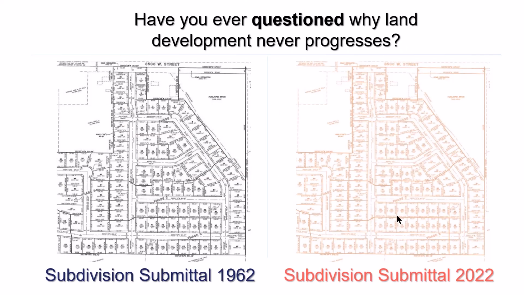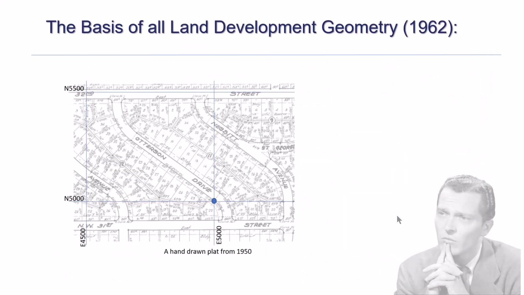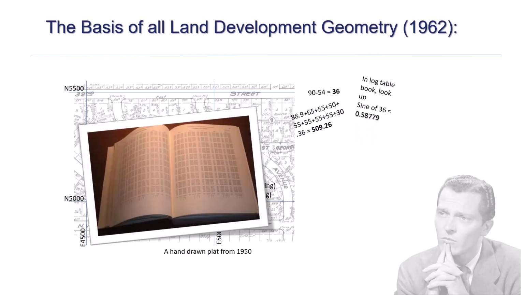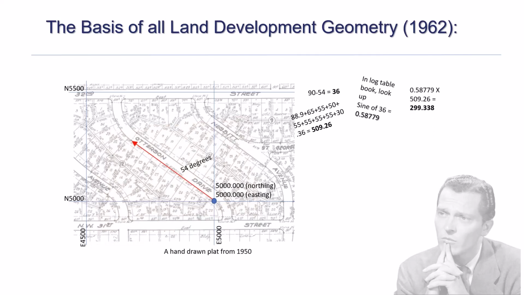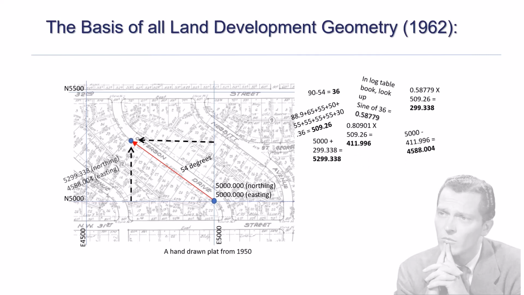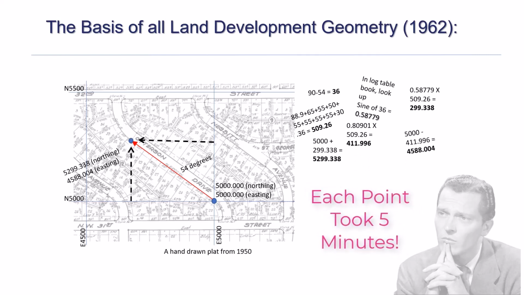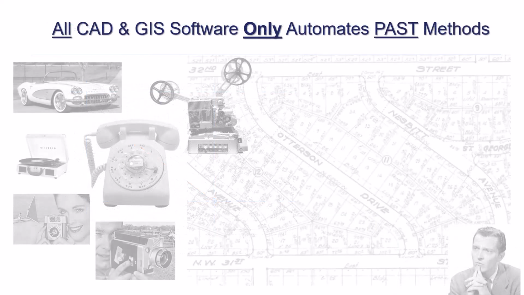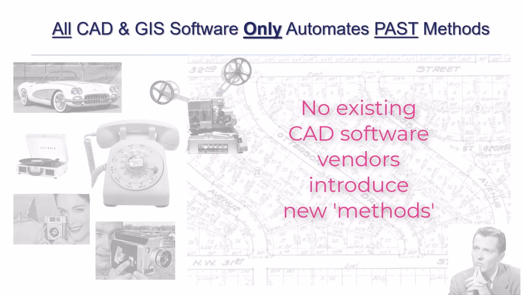So if you ever question why land development never seems to progress, the basis of all land development is coordinate geometry. Before computers, we would take a plan on a table, put a coordinate at a beginning point, look at the angles, and then add the distances up in our head, and then look at the angle. In a logbook, we would find the sine of that angle, and then take that number times the distance in our head and get the difference of the northern coordinate and add that to get the next north coordinate. We would then take the cosine of that angle, add those distances together to get the east coordinate. If we didn't want to make a mistake, that would be 5 minutes. All CAD and GIS software only automates past methods.